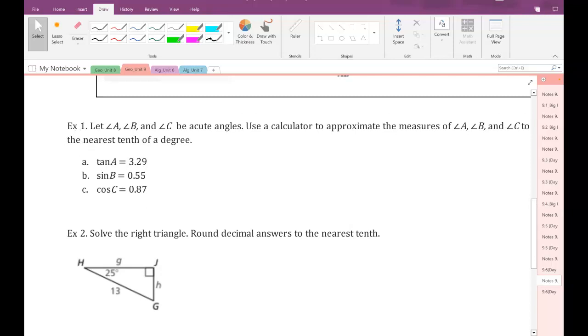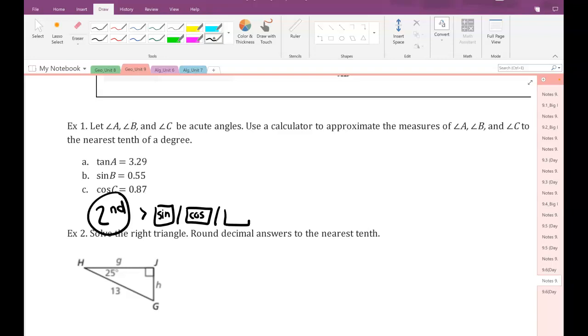This first example is just like what we saw on Friday when we went through the notes, where it's just practicing with your calculator, making sure you know what buttons to hit. I'll write it out again. The first button you hit would be your second button, or on some calculators, like yours, which is a Casio, I think it's a shift button. Then you hit your sine, cosine, or tangent, depending on what you're trying to find.